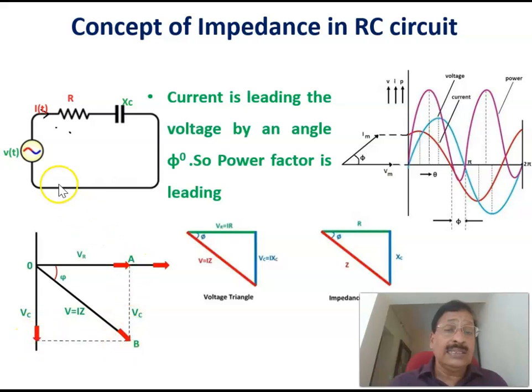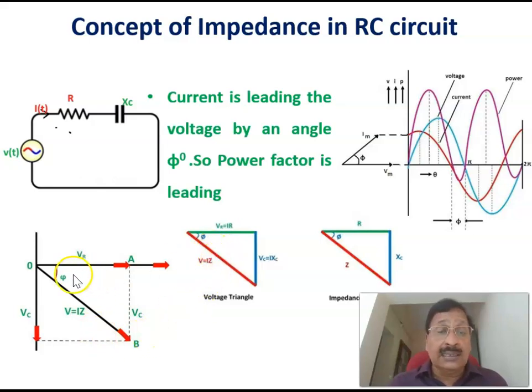Therefore, the net voltage can be calculated by vectorial addition of the voltage across the resistance and the voltage across the capacitance. This net voltage makes an angle phi with respect to the current, which is called the power factor angle. Of course, here the current is leading the voltage by the angle phi.